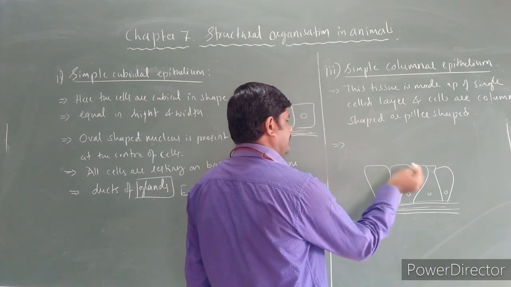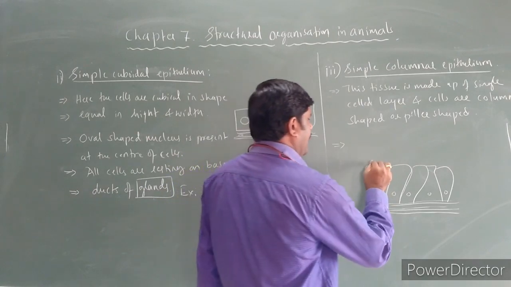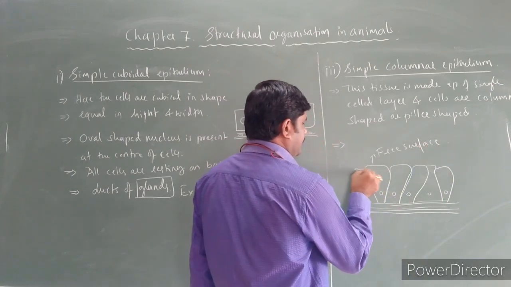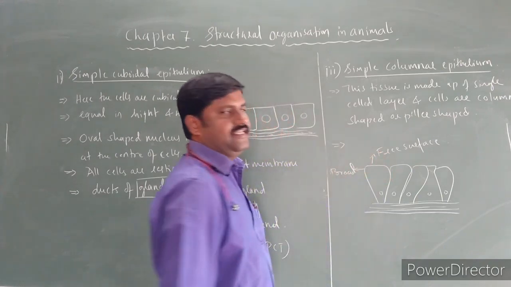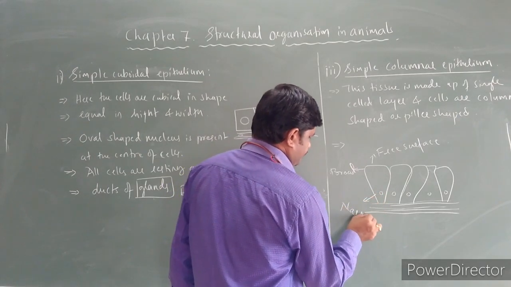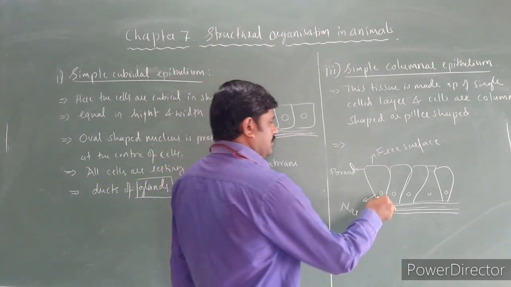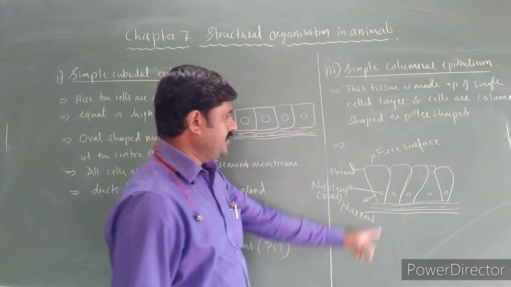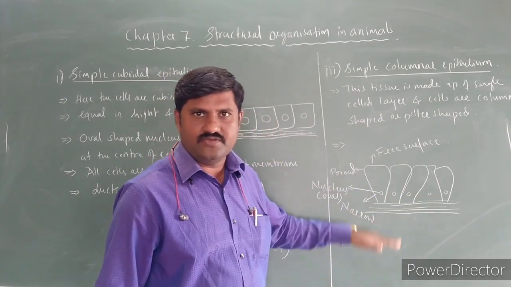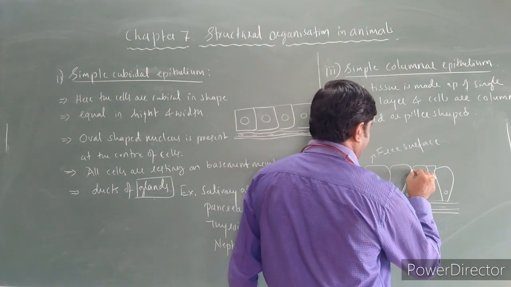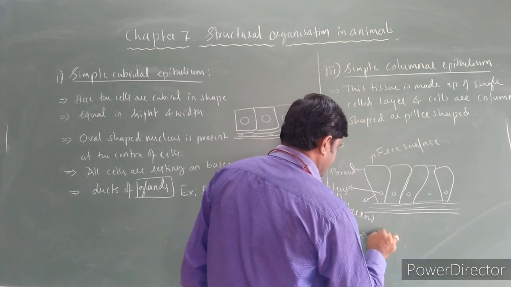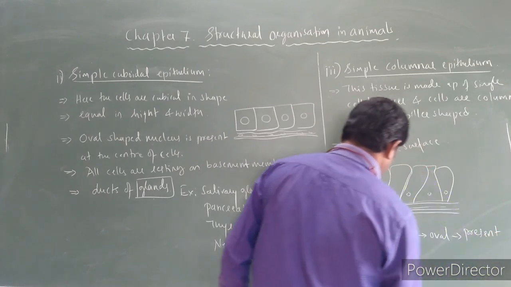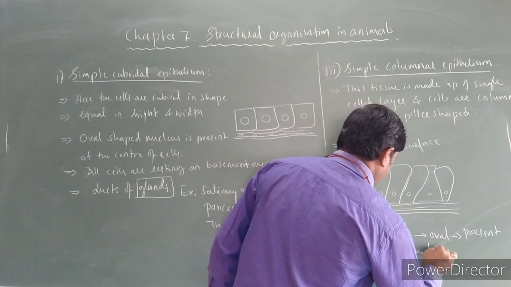The cells are broader at the free surface. Already in the last class I had mentioned that they have a free surface. These cells are broader towards the free surface, and slightly narrow towards the base. The cells contain a nucleus. The nucleus is almost oval in shape and present towards the base. That point we noted over here.